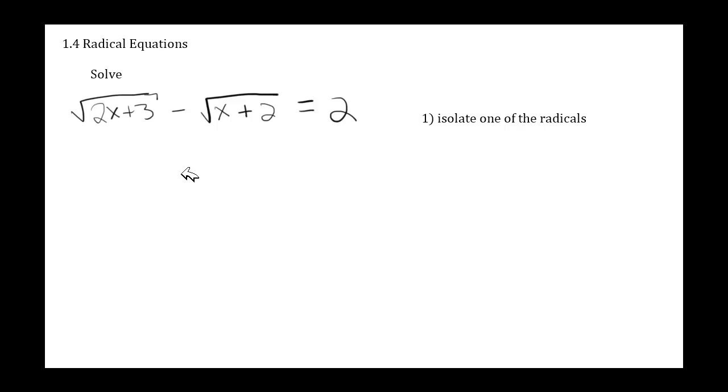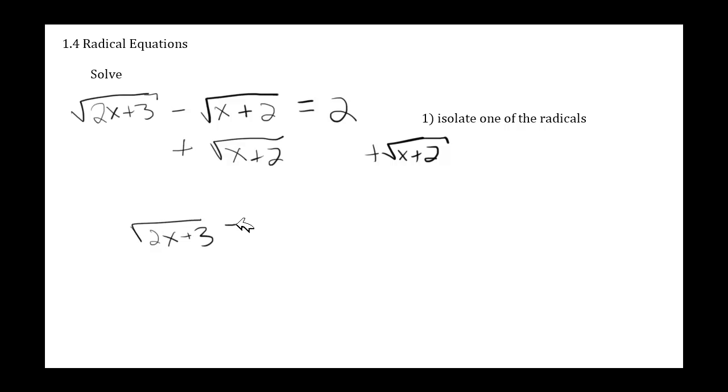1. Isolate one of the radicals. So it doesn't matter which one, but you have to isolate one of them. So I'm going to move this root x plus 2 to the other side, therefore isolating this one. So plus root x plus 2 both sides, and then I've got root 2x plus 3 is 2 plus root x plus 2. Okay, now we're going to square both sides.